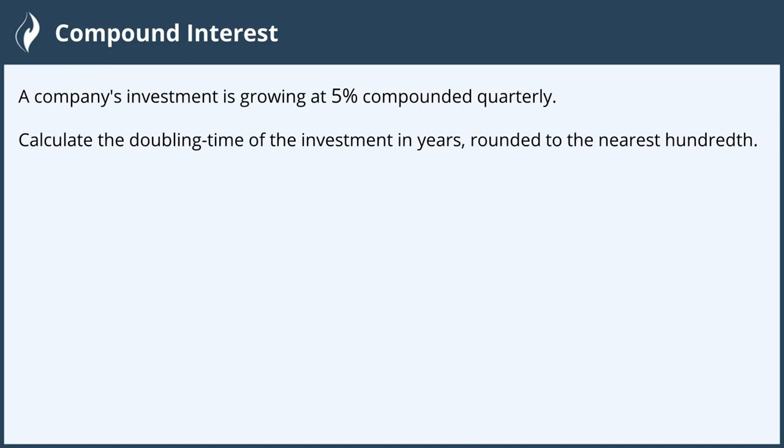Hi everyone! In this video, we will calculate compound interest. A company's investment is growing at 5% compounded quarterly. Calculate the doubling time of the investment in years, round to the nearest hundredth.